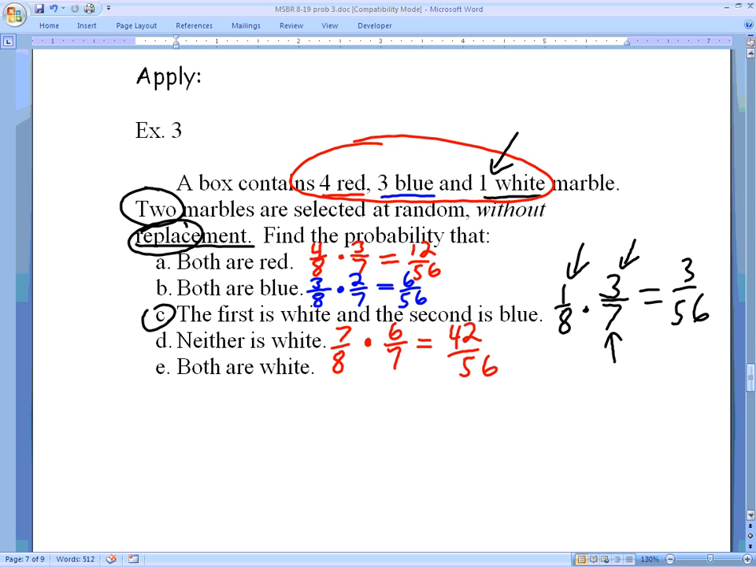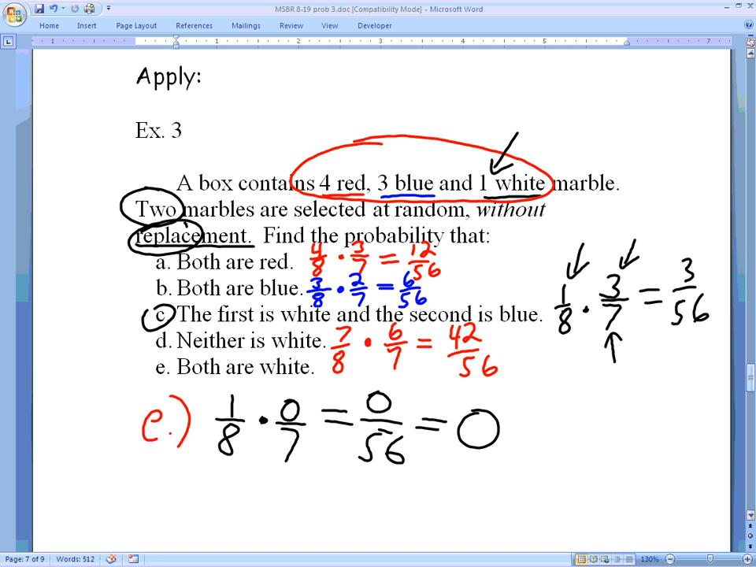And last but not least, part E, both are white. We end up with 1 out of the 8 that was white. Once we take away that 1 marble, there are 0 white ones left, and a total of 7 marbles left. If we multiply straight across, anything times 0 gives us 0. 0 divided by 56, 0 divided by anything gives us 0. Remember, we can't divide by 0, but we can divide 0 into 56 groups. Every group would contain nothing. So there's no chance of getting 2 white marbles.